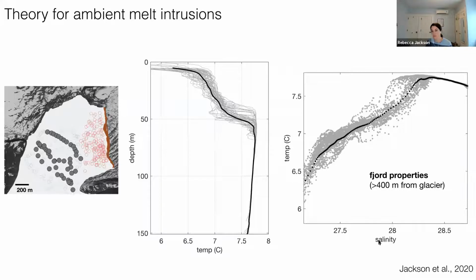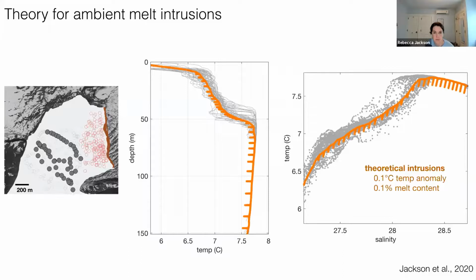So kind of the downstream away from the glacier profiles. And if you put the predictions from theory on here for what ambient melt intrusions would look like, they're these little blips with about a 0.1 degree temperature anomaly and 0.1% meltwater content. And so until this project, we haven't really had any thorough characterization of these ambient melt intrusions. But that also wasn't too surprising, because if there's such a weak signal, they'd be hard to see, and you'd expect something like this to be sort of smeared out by the time you make measurements downstream.